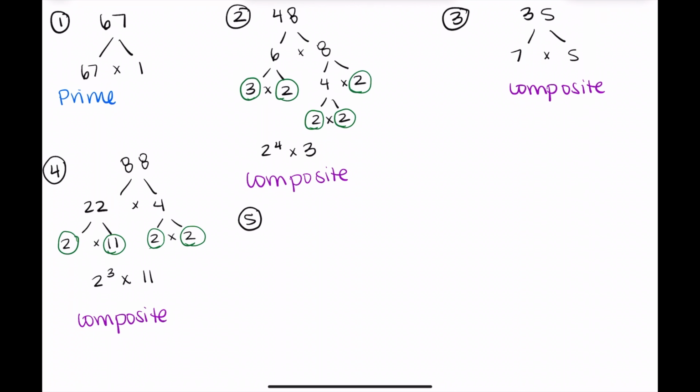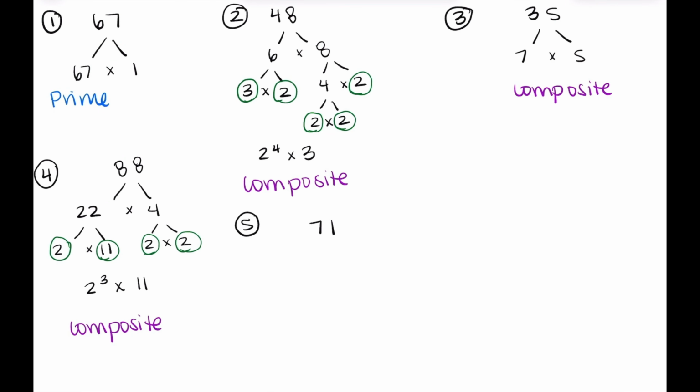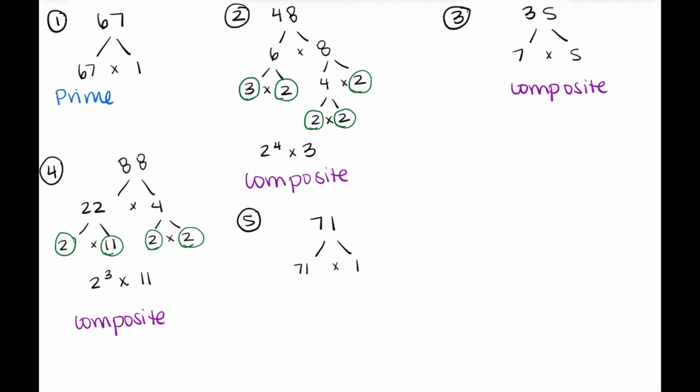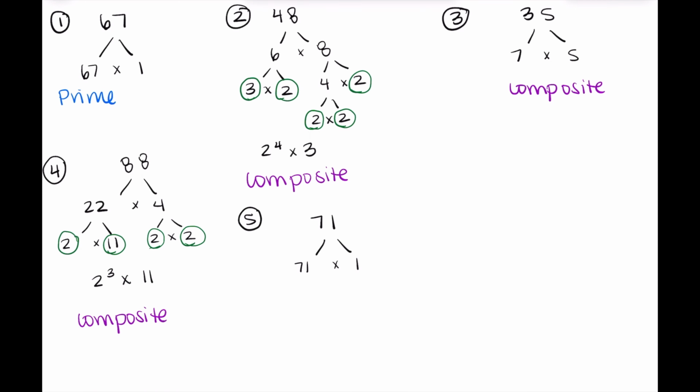All right, you guys, for number 5, we have 71. And for 71, it's not divisible by 2, 3, 4, 5, right? It doesn't have any factors other than 71 and 1. So that would be 1 and itself. So we would consider 71 to be a prime number.